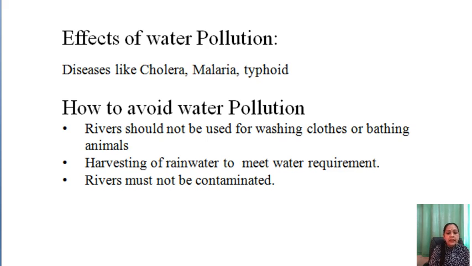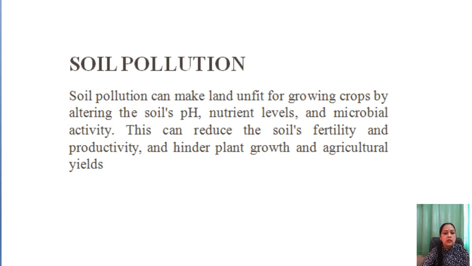And the next point is how to avoid water pollution. How to avoid water pollution? The points are: rivers should not be used for washing clothes or bathing animals. Harvest rainwater to meet water requirements. Rivers must not be contaminated. And the last one, we will discuss soil pollution.